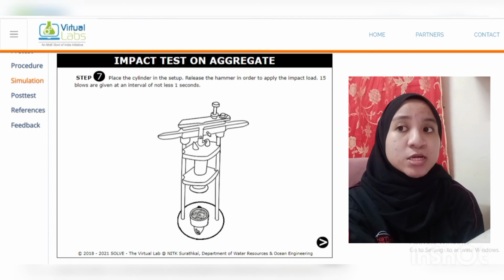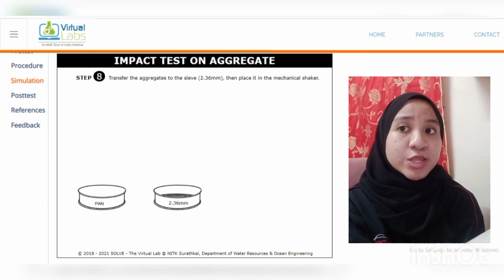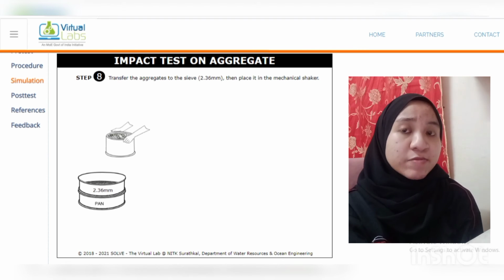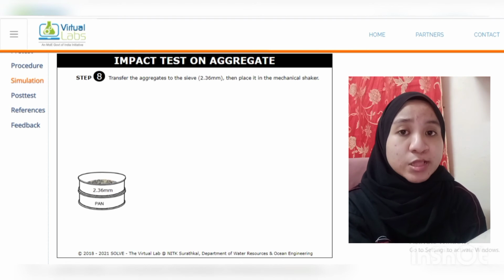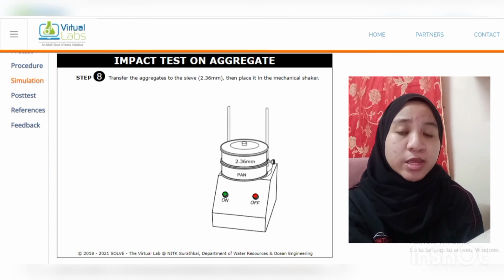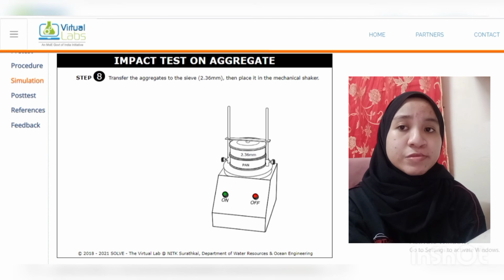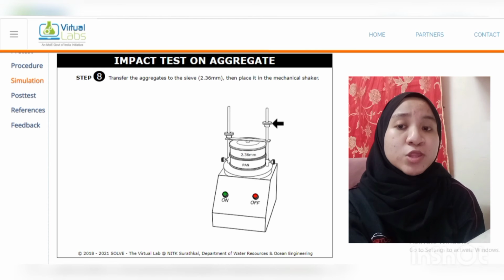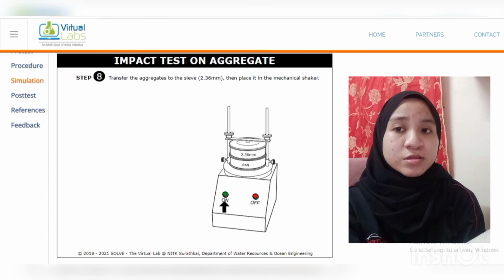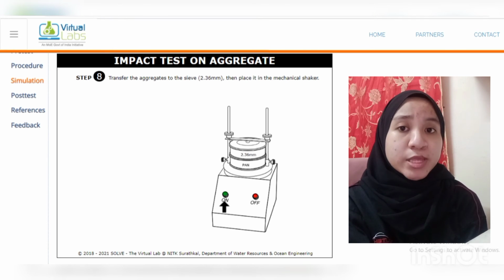for step 8, we transfer the aggregate to the 2.36 mm sieve, then place it in the mechanical shaker. We close the sieve and then we put it on the mechanical shaker and then we tie it up. So that when it shakes, it doesn't move, and we switch on the switch. And then we shake it for a few minutes.